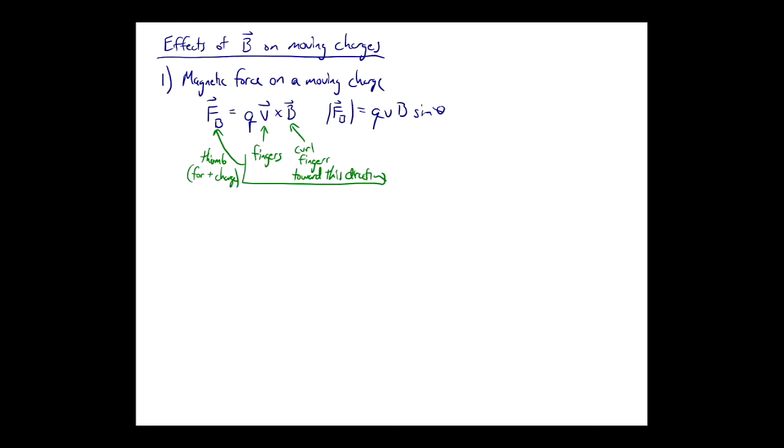Number two, we can step this up and say, what if I have a bunch of moving charges instead of just one? It turns out we get the same effect, and as I step through it, maybe you'll see that. We can have the magnetic force on a current carrying wire.